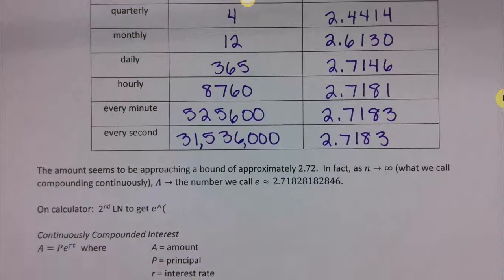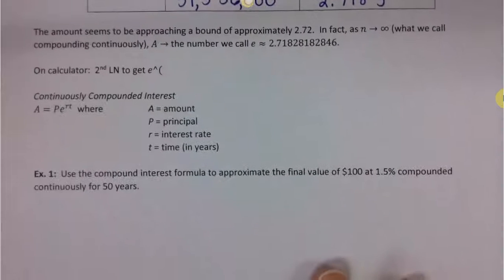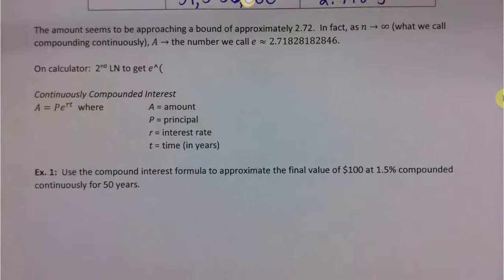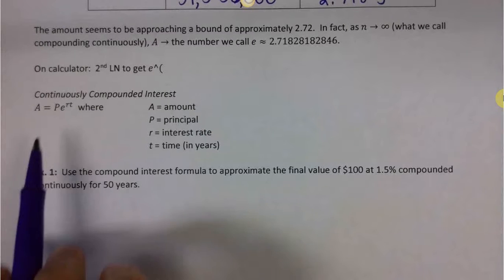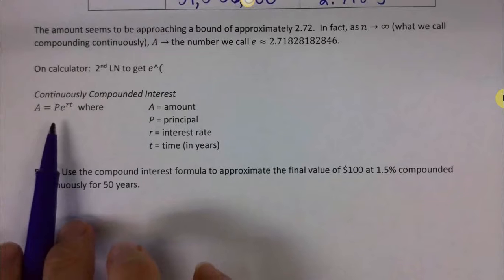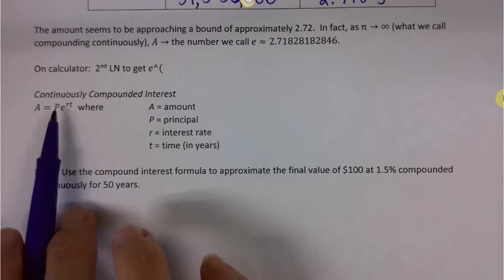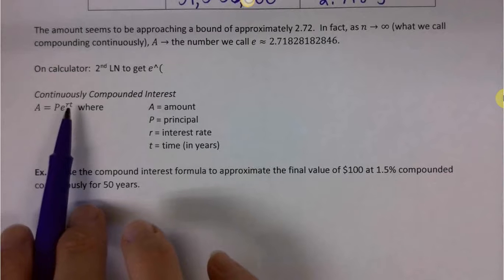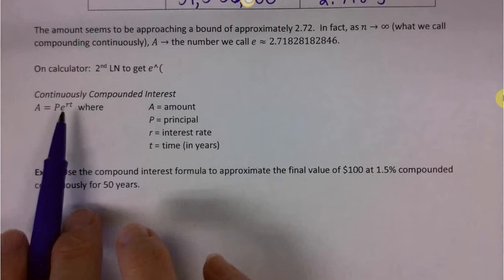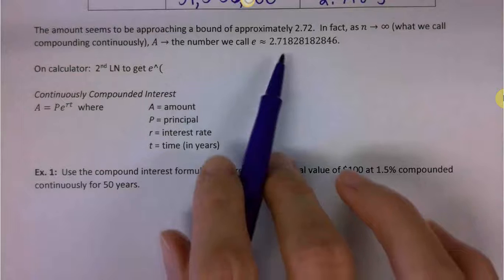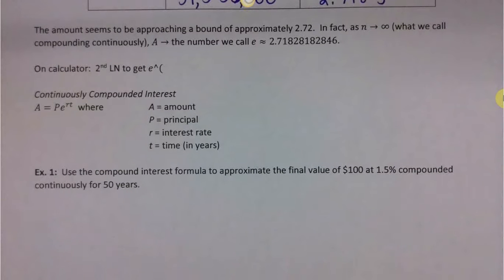So then if we are told that our interest is being compounded continuously as opposed to some other time frame per year, then our compound interest formula actually becomes A equals P times e to the RT. And this is again where P is the principal, R is the interest rate as a decimal, T is time in years, and then e is this number that's approximately equal to 2.72.